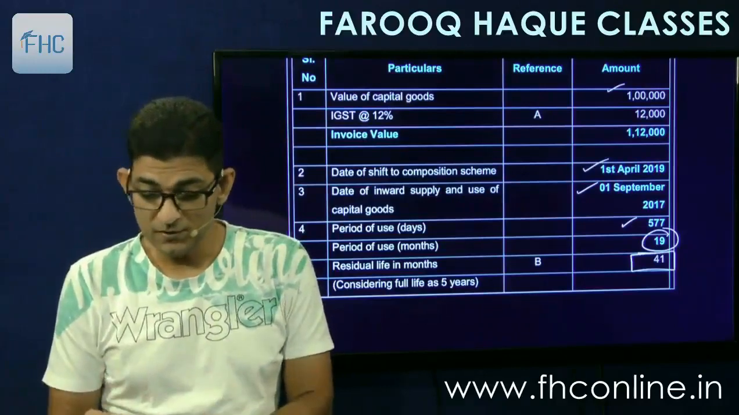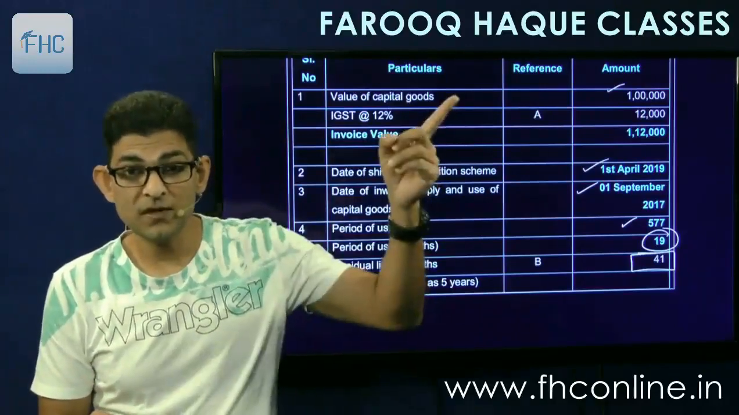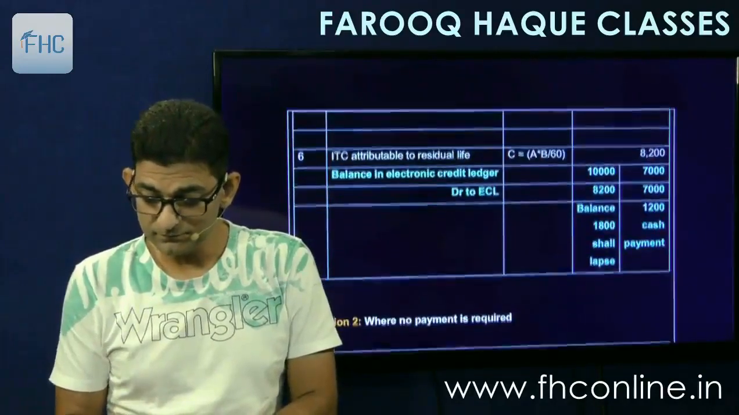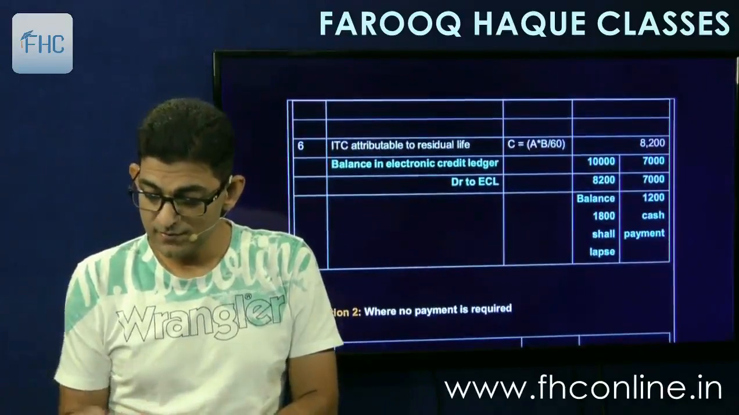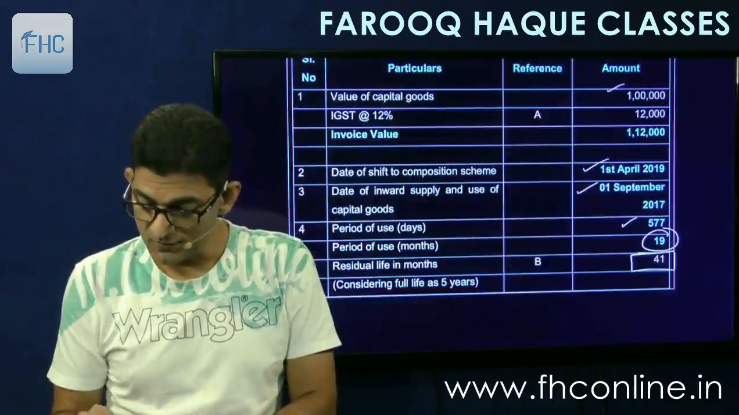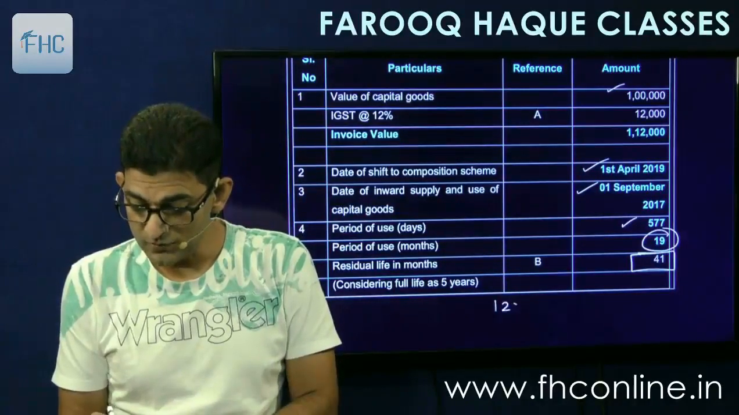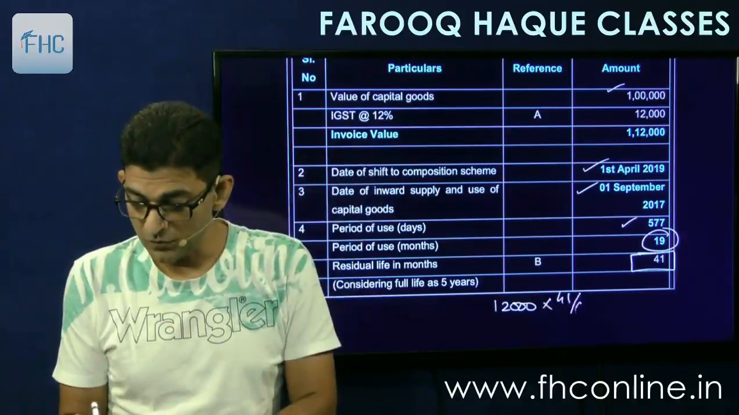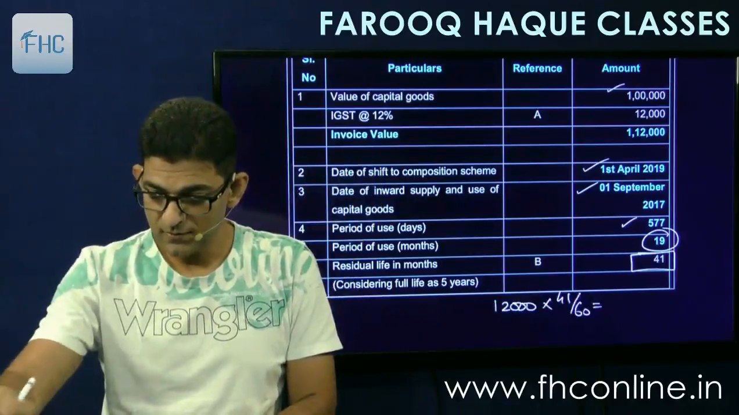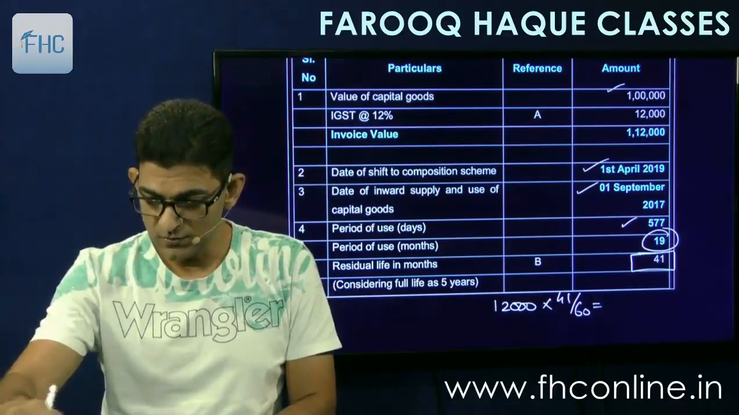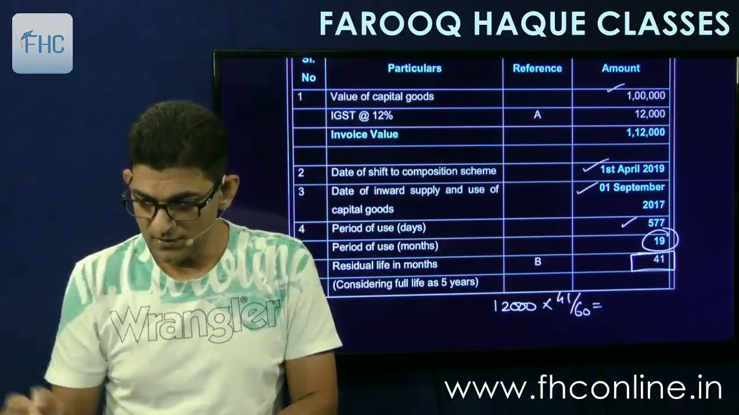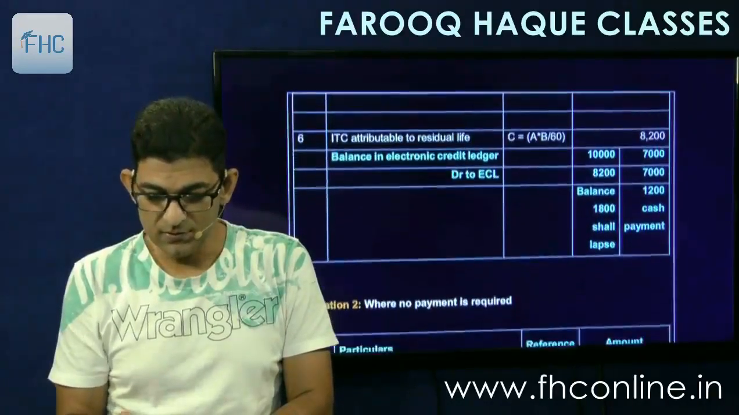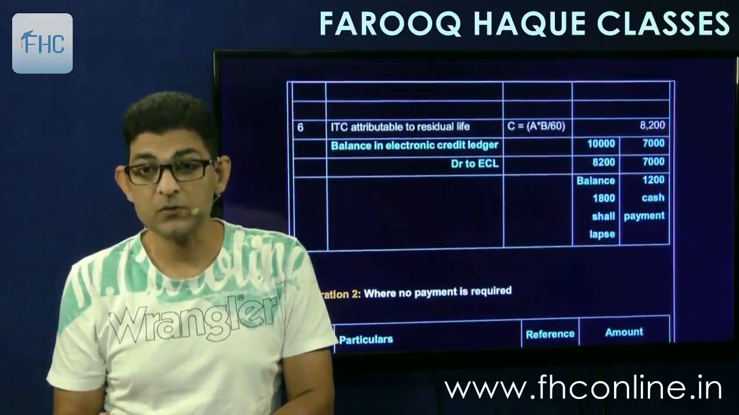So it is a simple formula. 12,000, that was a credit taken, divide by 60 multiplied by 41. Okay, the formula is not written there, but you can write it there. 12,000 was the credit availed initially because we were into taxable scheme. 12,000 into 41 upon 60. 12,000 into 41 divided by 60 is equal to 8,200. So that 8,200 is given here. ITC for residual life 8,200.